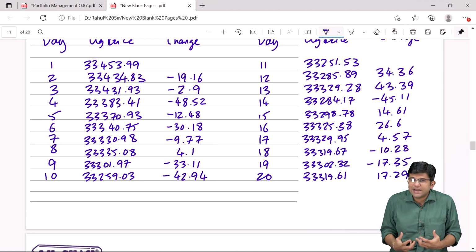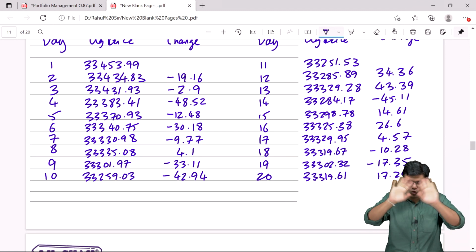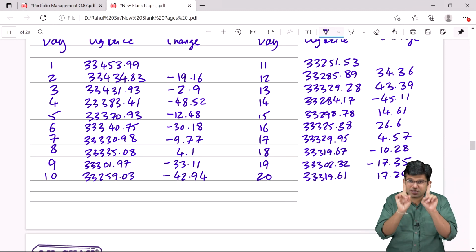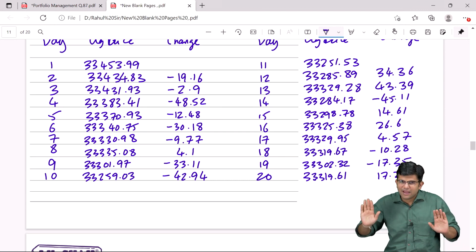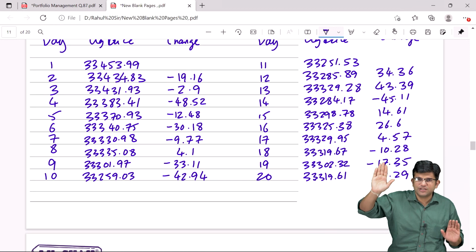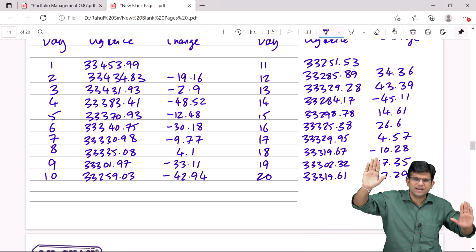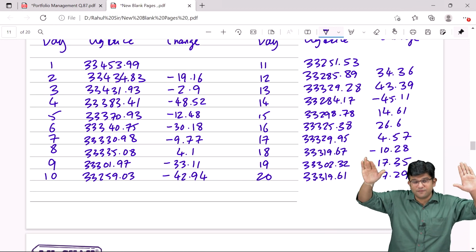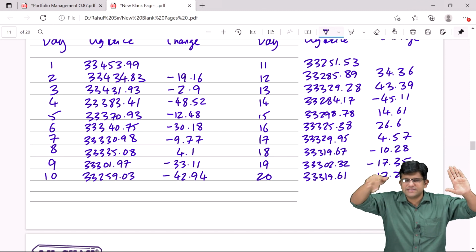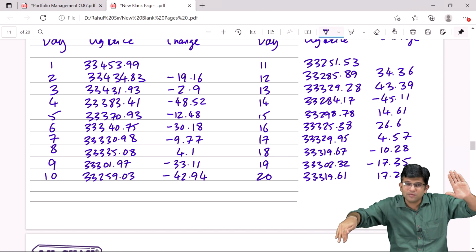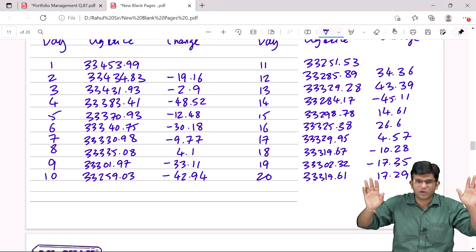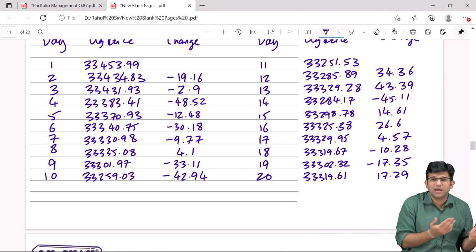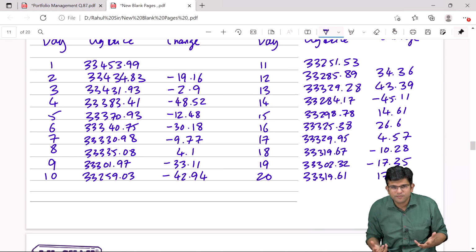So I'll again repeat. If the correlation between the changes of the two sets of observations is positive, what does positive mean? It means that if in the first 10 days the share prices are going up, in the next 10 days also it will go up, or if in the first 10 days the Sensex prices are going down, then in the next 10 days correspondingly it will go down, because the correlation is positive. They are moving in the same direction.